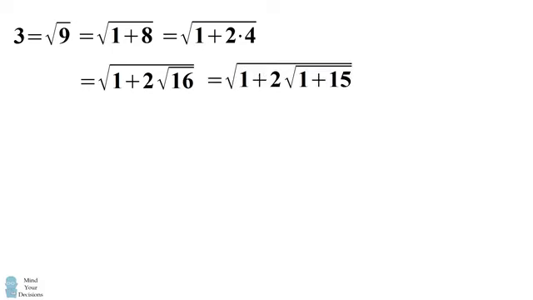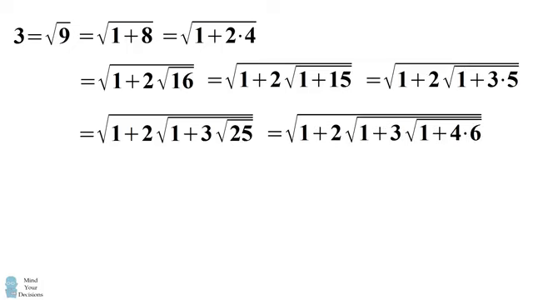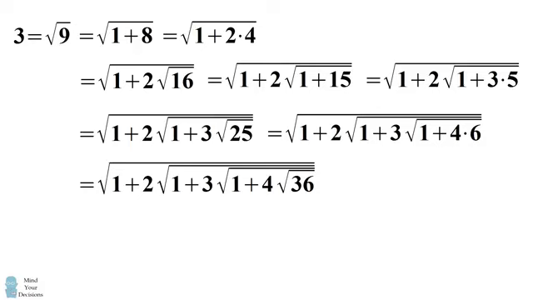Well, 16 equals 1 plus 15, and 15 factors out into 3 times 5. 5 can be rewritten as the square root of 25, and we've come to the next iteration of the nested radical. 25 equals 1 plus 24, and 24 factors out into 4 times 6. 6 is the square root of 36, and we've come to the next stage.